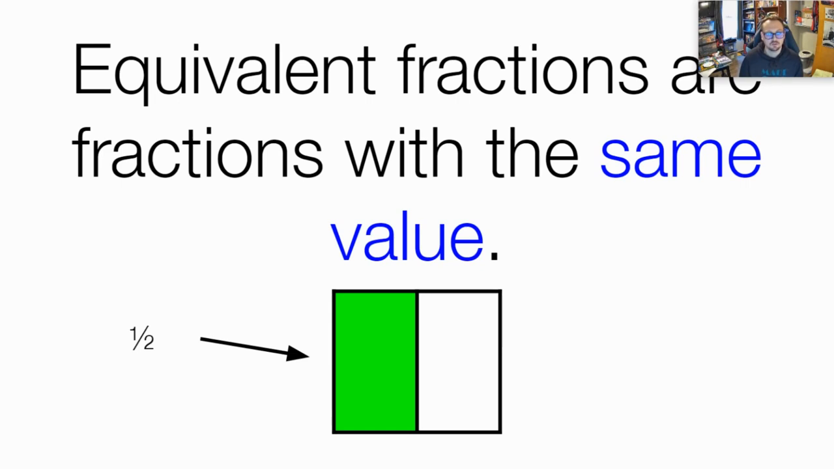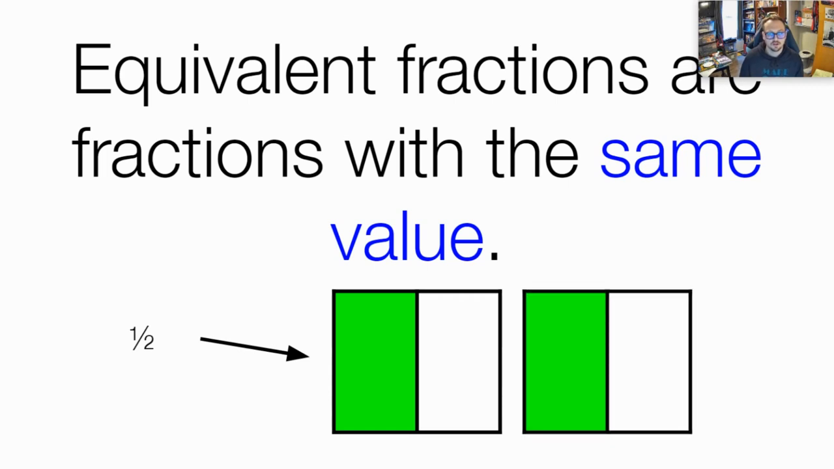Now we're going to bring in an identical whole. This time, instead of cutting it into two equal parts, we're going to cut it into four equal parts. Now there are four equal pieces that make the whole, but if you look, the two shaded pieces, the 2/4, are the same amount as the 1/2. If you compare the 1/2 piece and the 2/4 pieces, they are the same. They represent the same amount. So those are equivalent fractions. 1/2 is equivalent to 2/4.